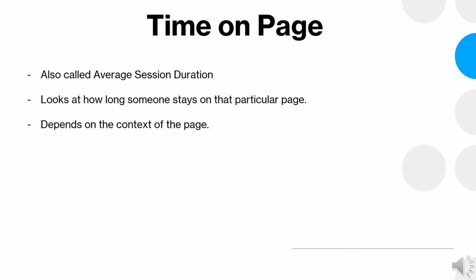Time on page is also called the average session duration, and it basically looks at the amount of time that someone spends on that particular page of your website. But it depends on the context of your website. So for example, if your website is about blogging and you have a longer duration for a blog, then that would mean that your audience or your users are spending time reading the content of that blog. But if the duration is short and you're a blogger, then you should be a bit worried and you should consider changing some stuff on your website.